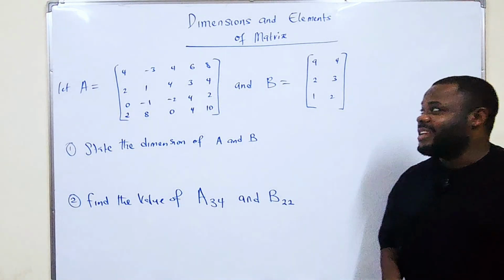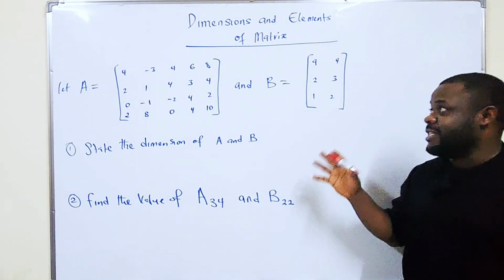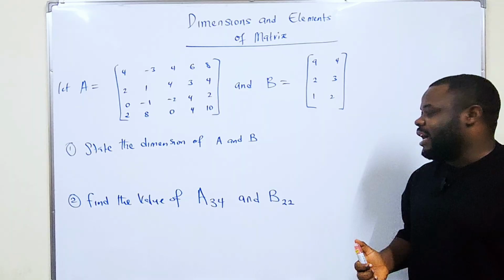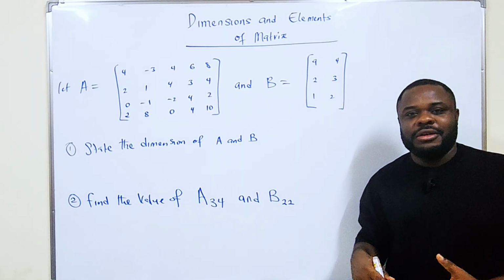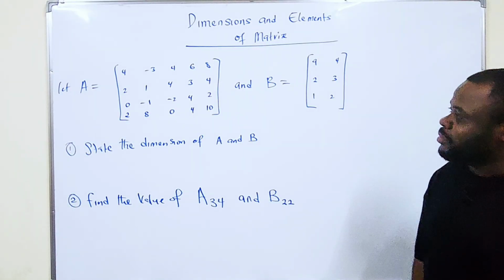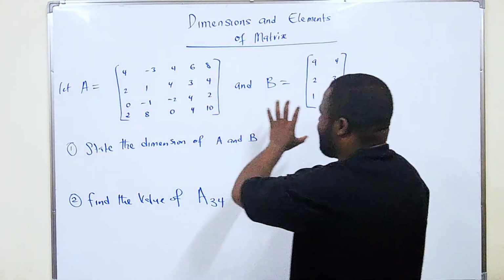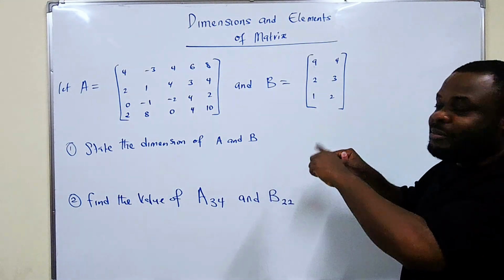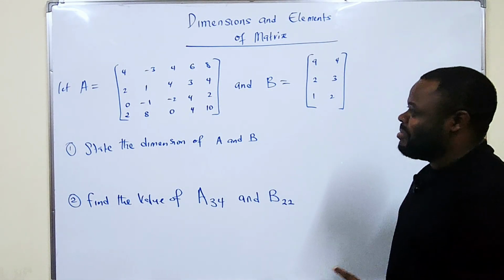So welcome back, and what we are just going to do in this video is identify the dimensions and the placement, or the location, of each element in a matrix. The first thing you need to note is that we have this matrix and we also have this matrix. Whenever you see elements inside a box like this in math, it's called a matrix.